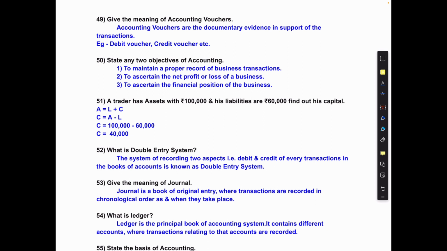Question number 52. What is double entry system? The system of recording two aspects, that is debit and credit of every transaction in the books of accounts is known as double entry system. Question number 53. Give the meaning of journal. Journal is a book of original entry where transactions are recorded in chronological order as and when they take place. 54. What is ledger? Ledger is the principal book of accounting system. It contains different accounts where transactions relating to that accounts are recorded.